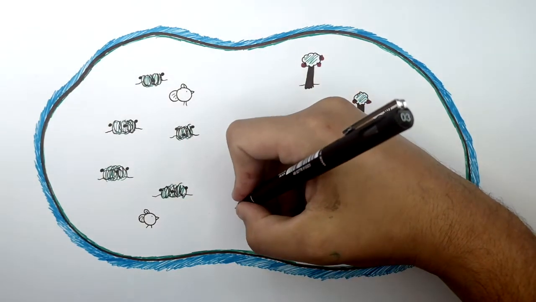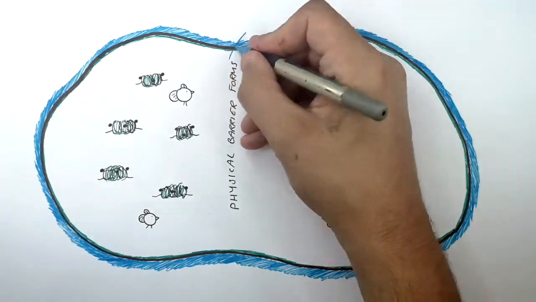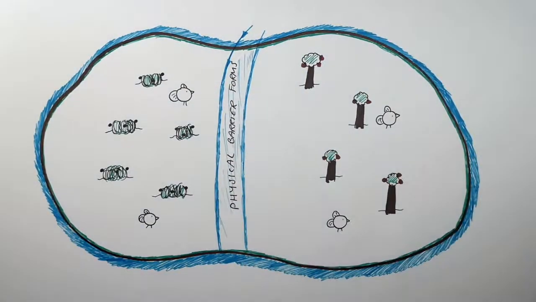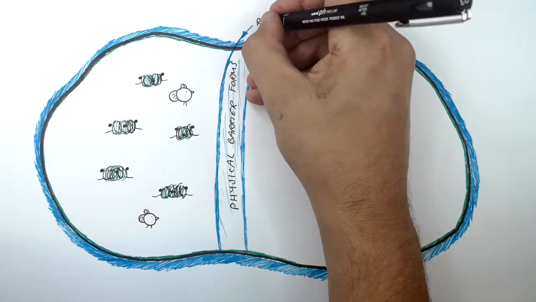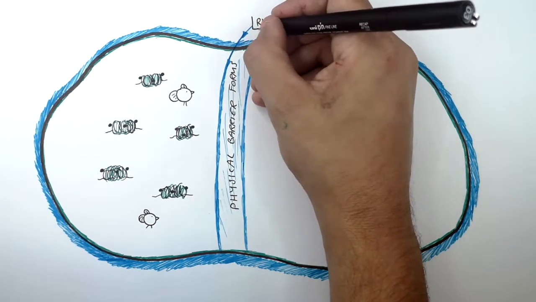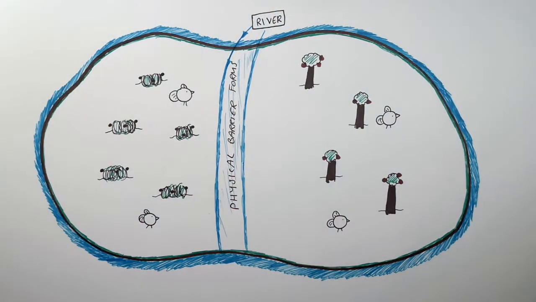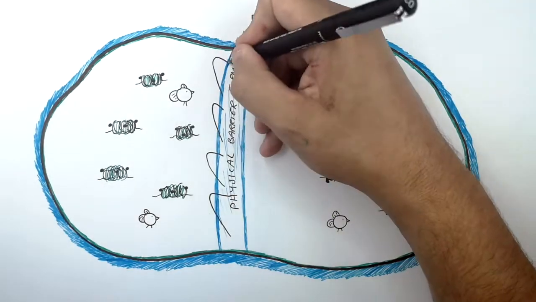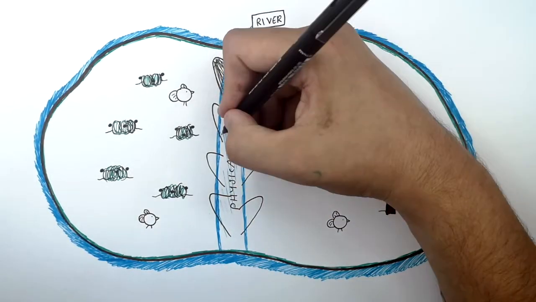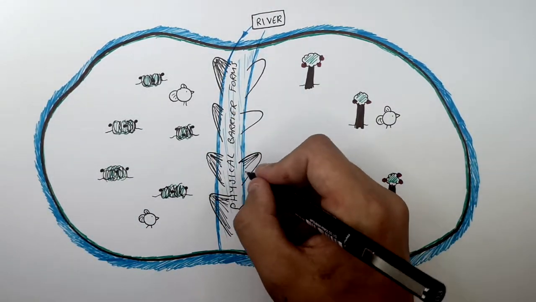Over the course of many years, a physical barrier forms in the form of a river. So a physical barrier can be a very large river that separates the two sides of the island. Another example of a physical barrier can be a mountain range forming over many millions of years.